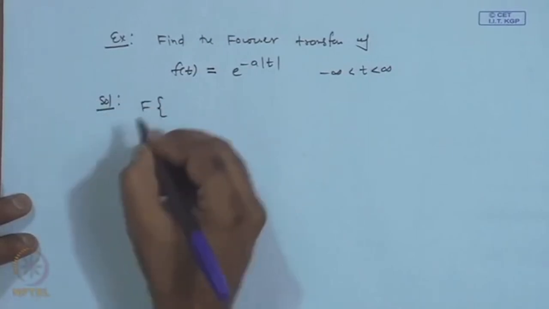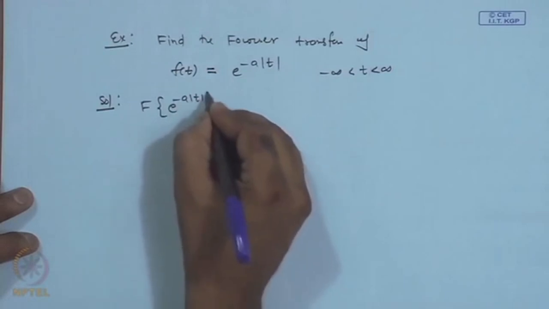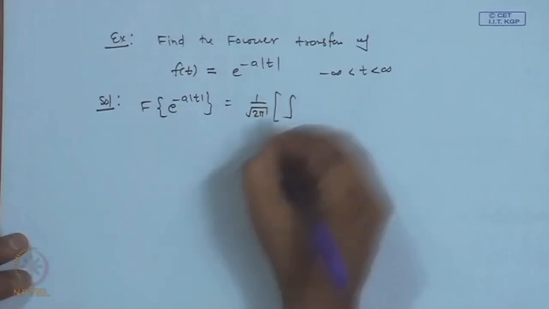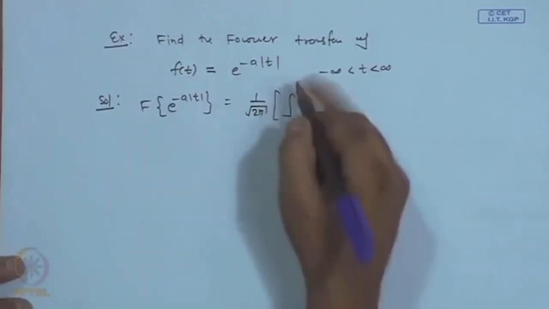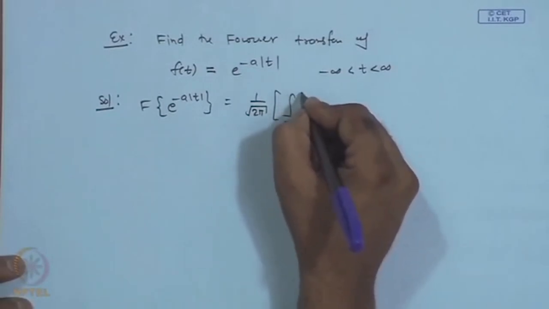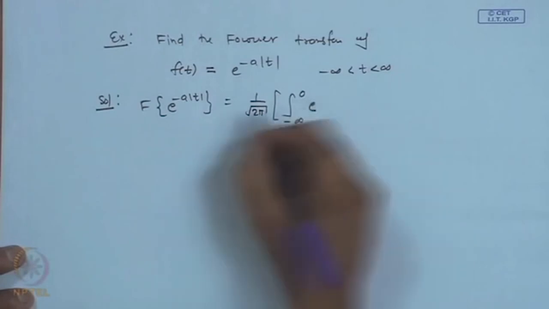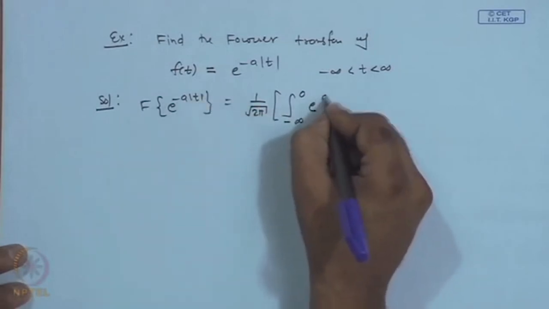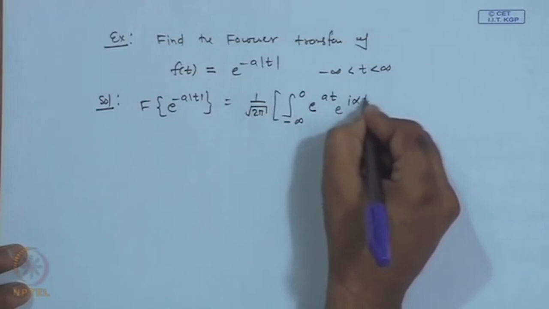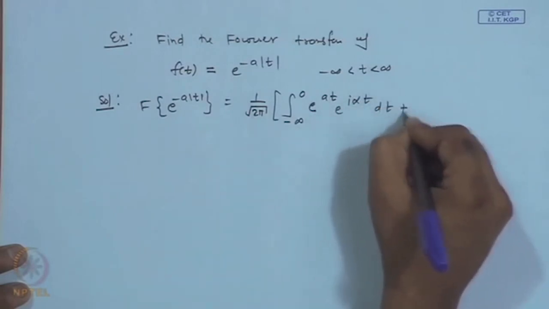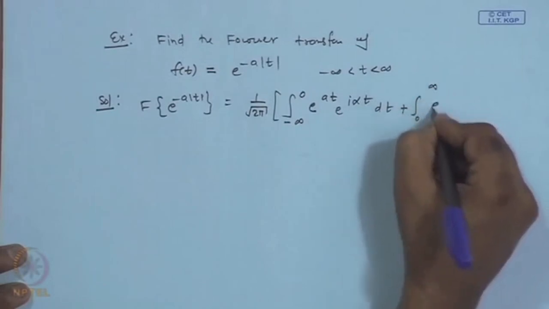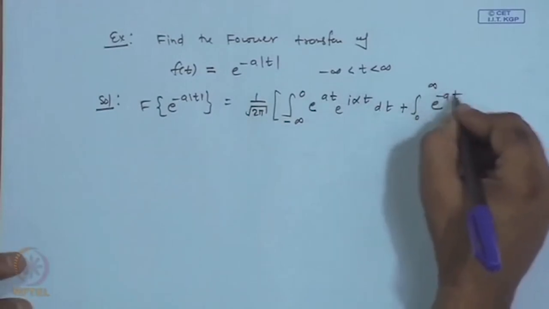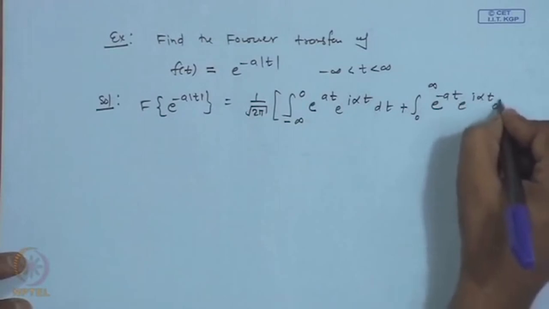So, the solution: e minus a|t|, as per the definition, we have 1 over square root 2 pi, and we break that integral from minus infinity to plus infinity into two parts. So, minus infinity to 0, and we have e power this modulus or absolute value of t, in this range we can replace by minus t. So, we have e power a t e power i alpha t dt, plus then 0 to infinity, and this will be e power minus, because absolute value of t will be just t, e power minus a t e power i alpha t dt.